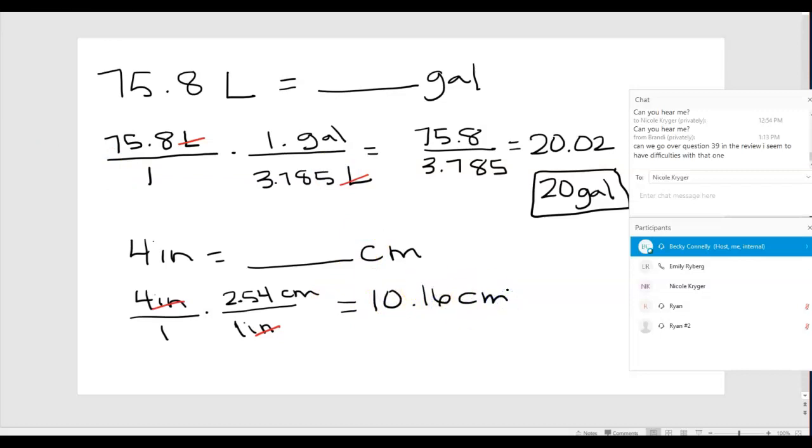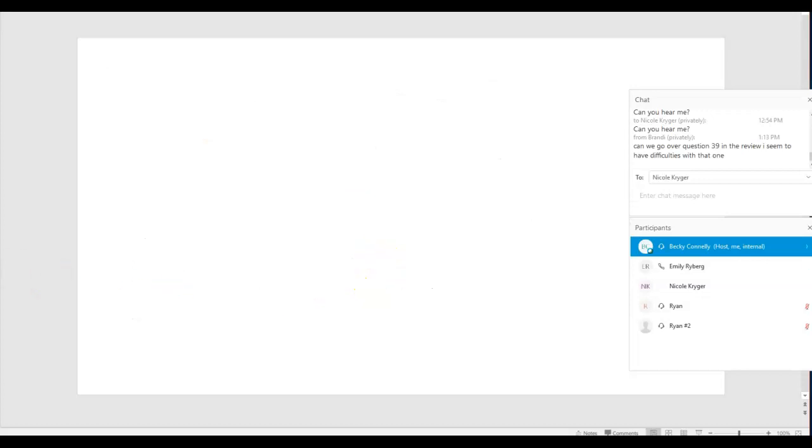So just being able to use those, it's really the same thing you were doing when you were changing between inches and feet or pounds to ounces. It's just that you have different conversions. And like I said, all of the ones that you'll need will be on the test, so don't worry about memorizing any of those.